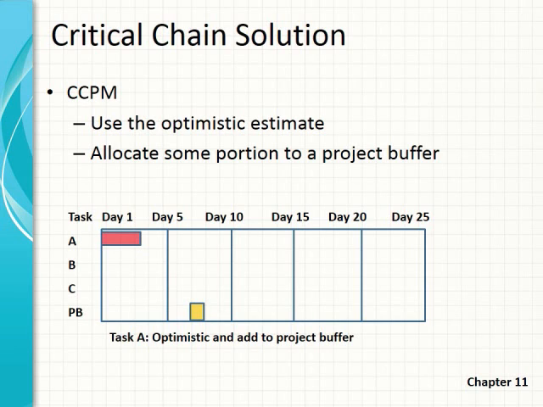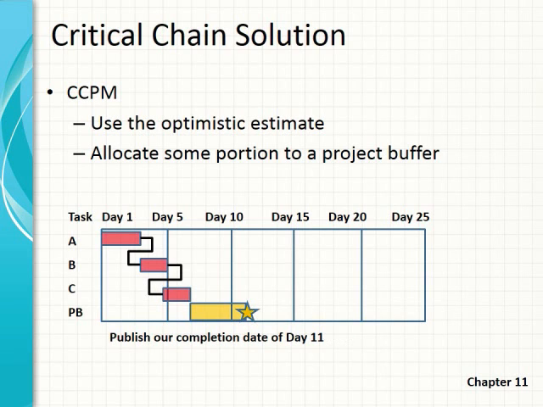We should have some safety buffer. Now we do the same for task B, taking the optimistic estimate and adding to our safety buffer. And task C, again the optimistic estimate and adding a little to our safety buffer. So now we return to that situation where I run back to my manager and I say, we'll complete those 3 activities on day 11.